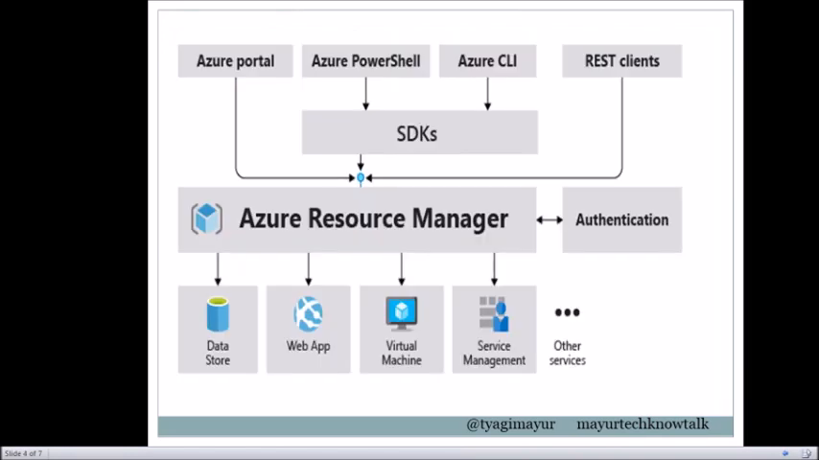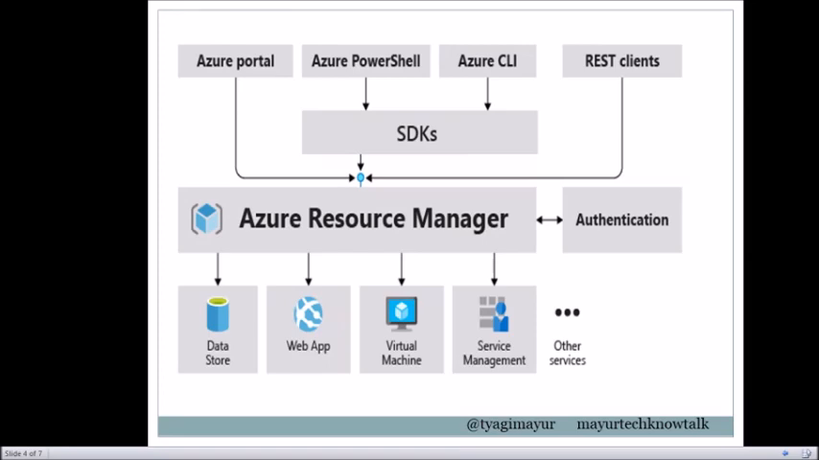In this image, you can see how Azure Resource Manager handles Azure requests. When a user sends a request from any of the Azure tool APIs, Resource Manager receives the request. It authenticates and authorizes the request. Then Resource Manager sends the request to the Azure service, which takes the requested action.